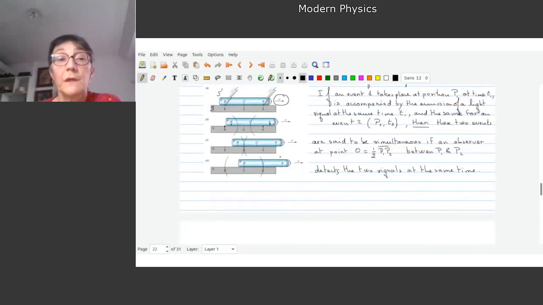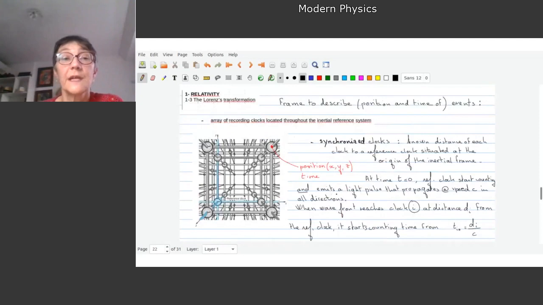It's not a problem, okay? It's true, okay? You can write it, and we will write it formally, quantitatively. And so we are going to see now the Lorentz transformation.